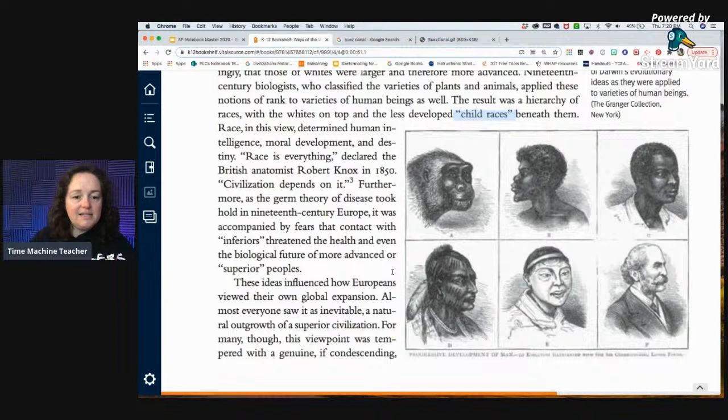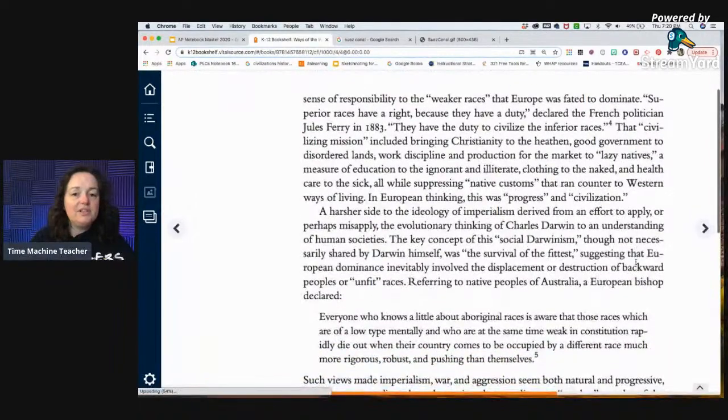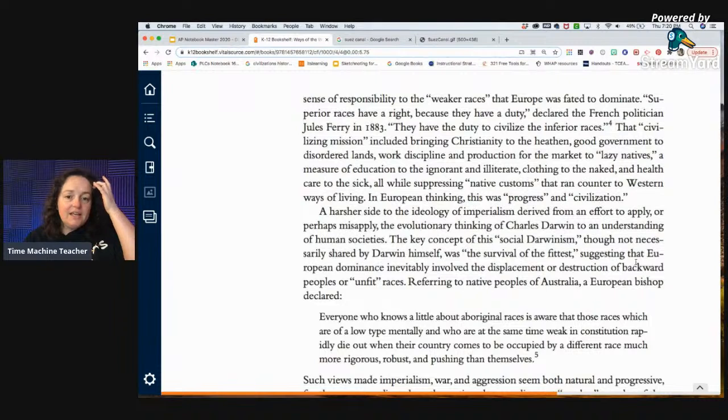Okay, then it says, these ideas influenced how Europeans viewed their own global expansion. Almost everyone saw it as an inevitable or natural outgrowth of a superior civilization. For many, though, this viewpoint was tempered with a genuine, if condescending, sense of responsibility to the weaker races that Europe was fated to dominate. So once again, it's the white man's burden that we were talking about today, that they have to go and help the weaker races. So put something down about that.